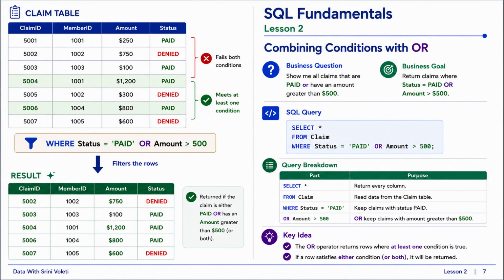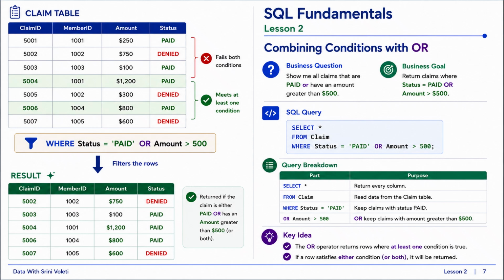Claim 5001. The claim amount is 250, so it does not satisfy the amount condition. However, the status is paid. Since one condition is true, SQL returns this row. Claim 5002. This claim has an amount of 750, which is greater than 500, but the status is denied. The first condition is not met, but because the amount satisfies the second condition, SQL includes the row.